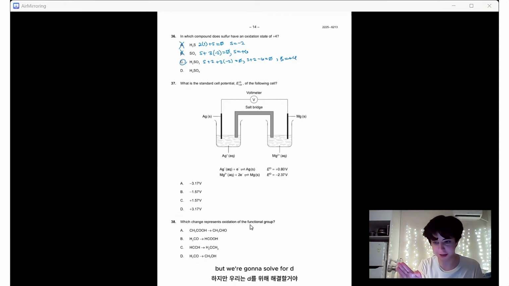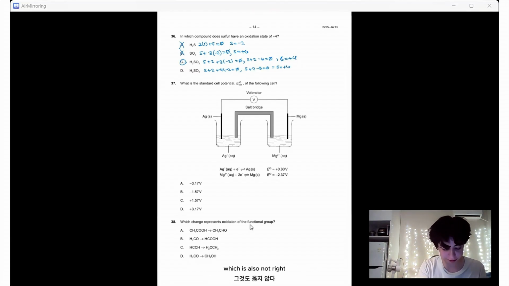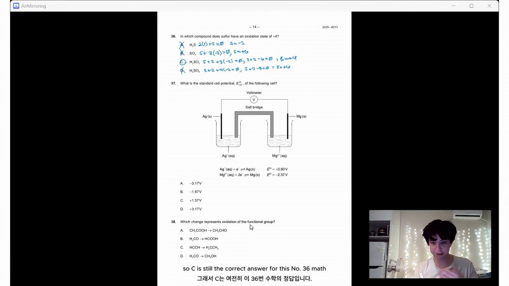But we're going to solve for D, because if D is also right, we're screwed, right? So we have S plus 2 plus 4 times -2 is equal to 0. So that'd be sulfur plus 2 minus 8 is equal to 0. That'd be sulfur is going to be equal to +6, which is also not right. So C is still the correct answer for this number 36. Math.